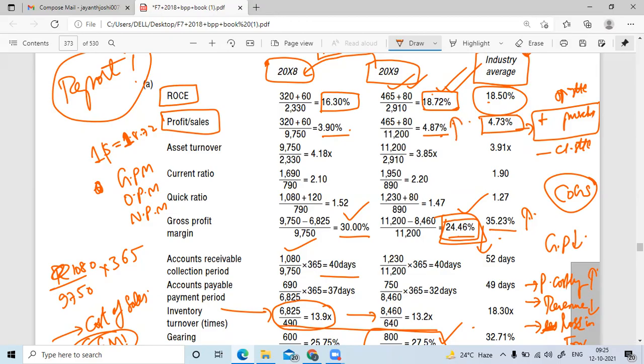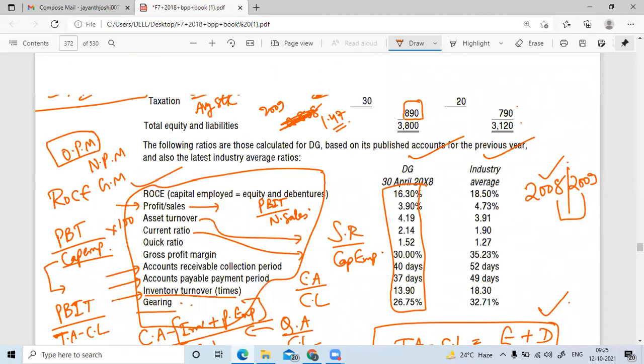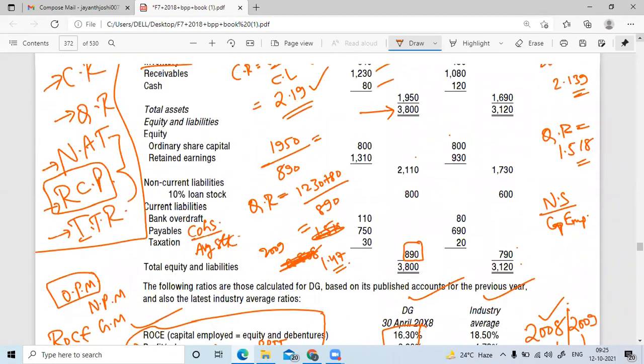So the reason can be the costs after the gross profit margin, the fixed cost, that means the administration expenses and all have been less when compared to previous year, correct? How we can say that? Let's see.